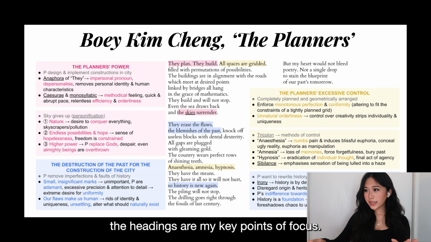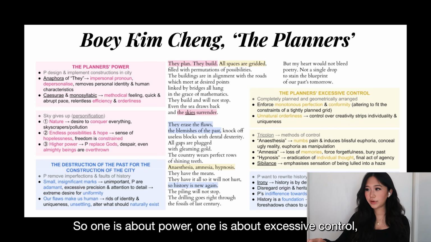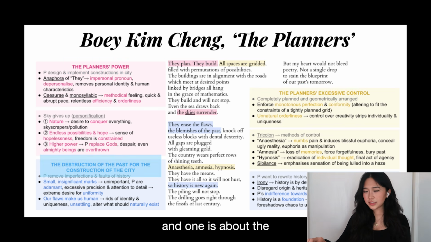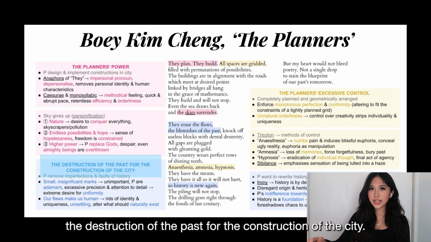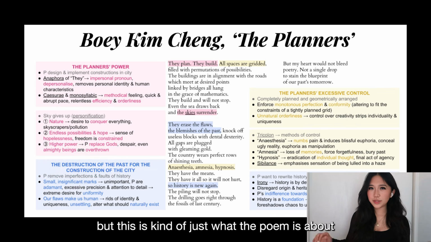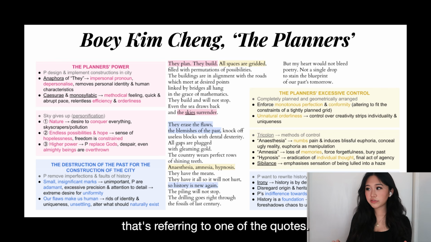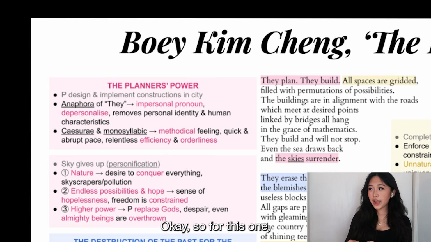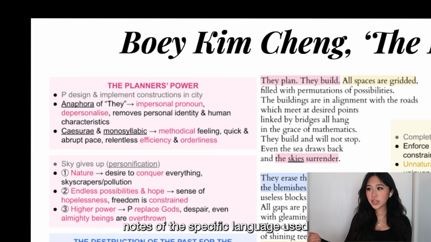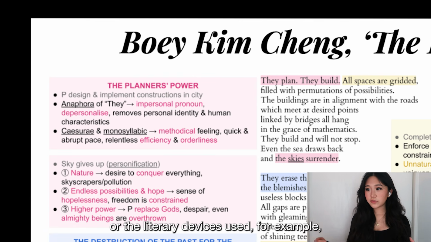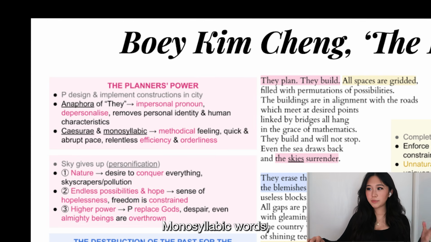As you can see, the headings are my key points of focus. One is about power, one is about excessive control, and one is about the destruction of the past for the construction of the city. I know that sounds like a mouthful, but this is just what the poem is about. Then each box refers to one of the quotes. So let's look at one of them. For this one, I have in gray text the literal meaning of the quote. And then I have bullet point notes of the specific language or literary devices used, for example anaphoras, caesuras, monosyllabic words, personification, all that kind of stuff.